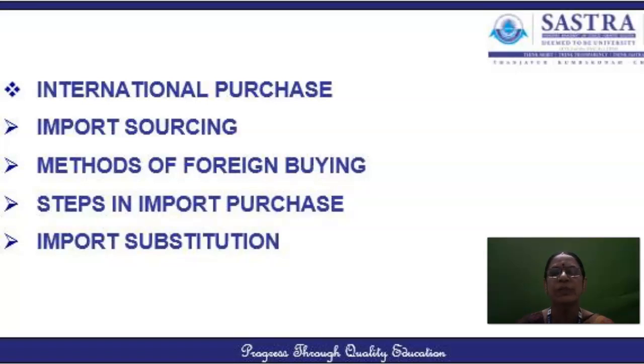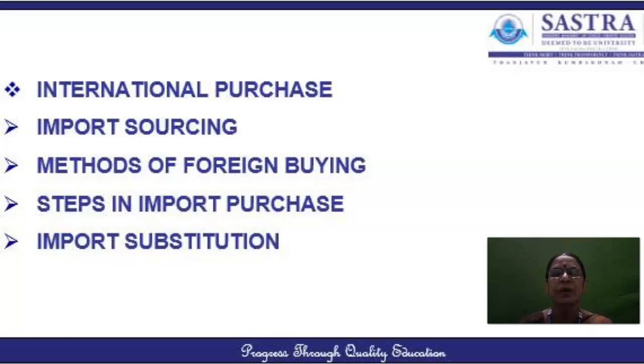Now we shall see the different methods of foreign buying. There are two usual methods of buying goods from abroad, either directly or indirectly. Direct buying involves having one's own arrangements within the company. For example, a specialized imports department does all the work relating to imports, right from obtaining a license, sourcing, quality inspection, clearing, forwarding, etc. So in direct buying, he has to make all the arrangements: receiving the license, sourcing, inspecting the quality, clearing activities, etc. He has to do all the activities.